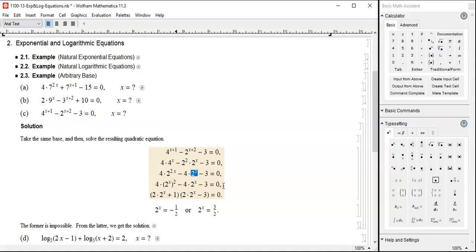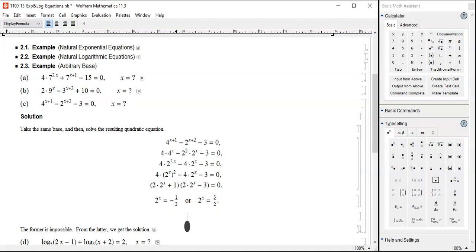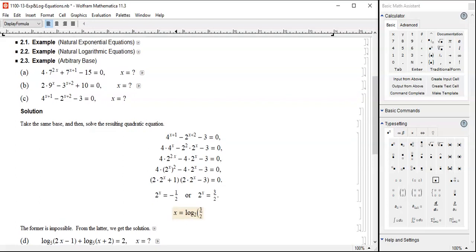So what we have here is a quadratic equation of 2 to the x power. You can factor it, assuming you know how to factor. Yeah, you have these. And then from the first factor, we have one solution. From the second factor, we have another solution. You should immediately see the first solution is impossible. Exponential is never negative, so that's impossible. From the second one, we have the solution. We get x equals 2 log base 2 of 3/2.